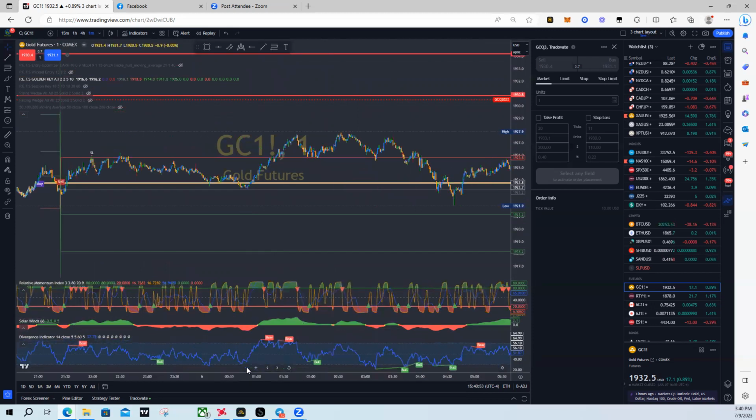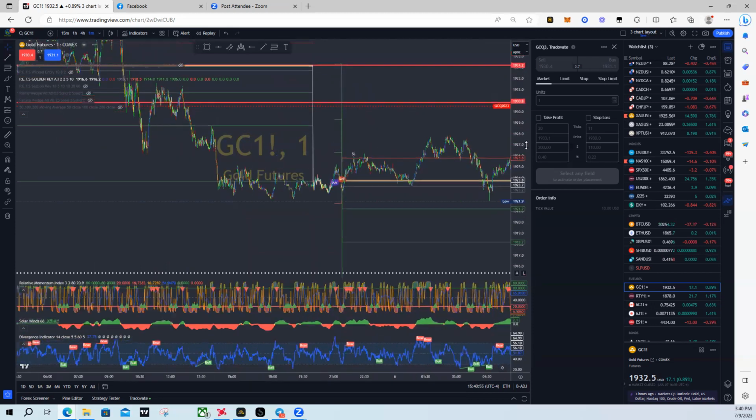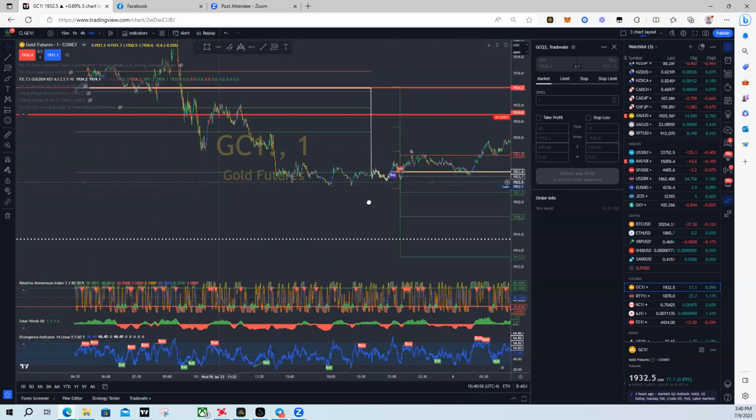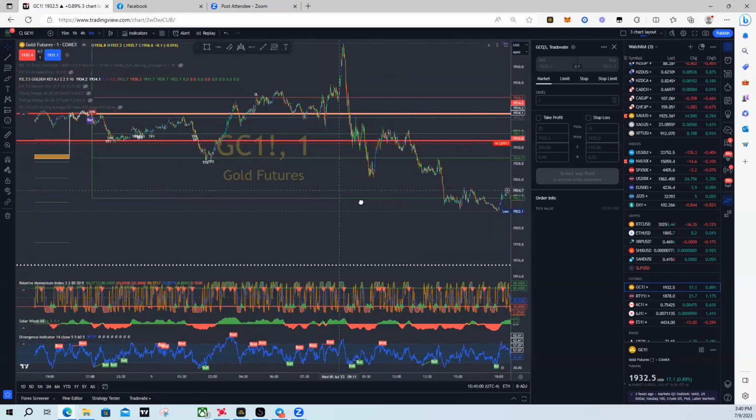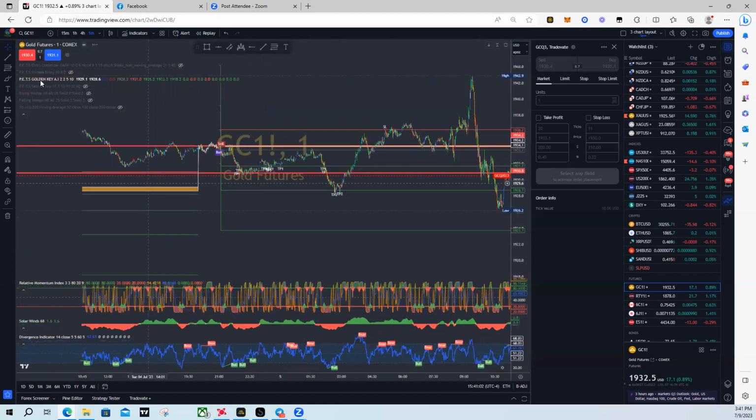Now I'm gonna just breathe. This is gonna be brief. When we get in our live sessions, we're gonna dive deeper on how to utilize the tools, because this is just the golden key tool. This is just one tool, right? We have many other tools at our disposal to confirm the trade.